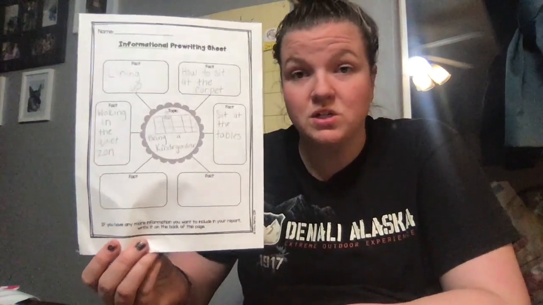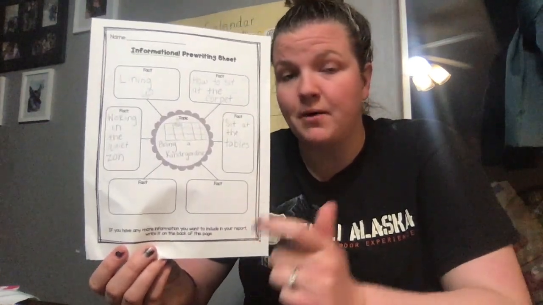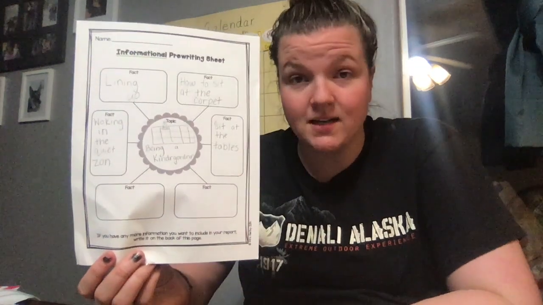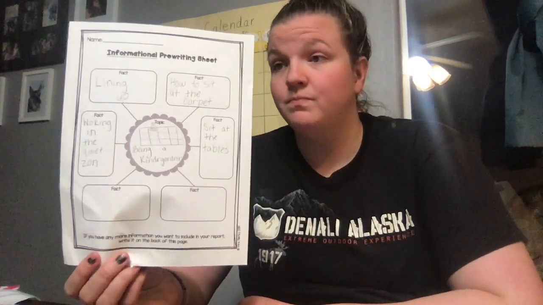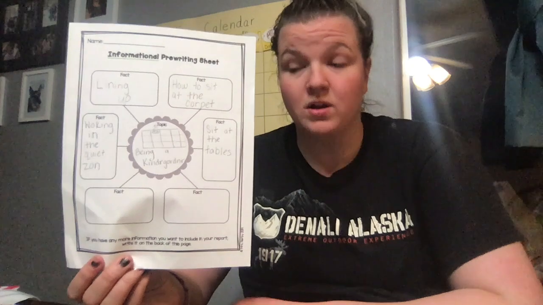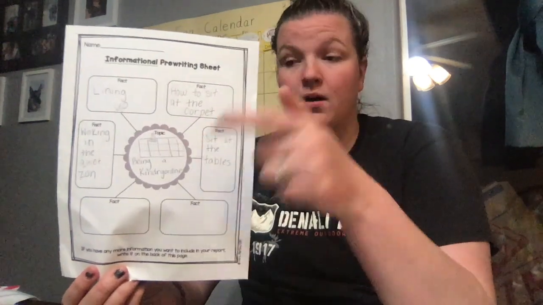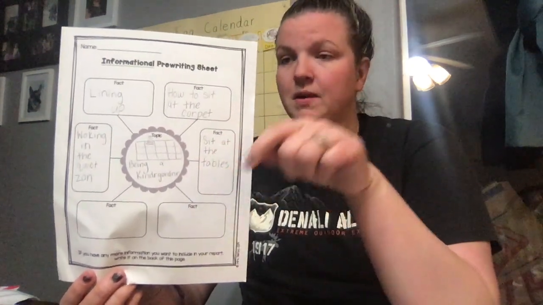So, yesterday we filled out our informational pre-writing sheet. It looks like this. You should still have it. In the middle is your topic, which is what you're going to write about. That's something that you know a lot about. Now, in each bubble is a fact that goes along with the topic that you knew a lot about.